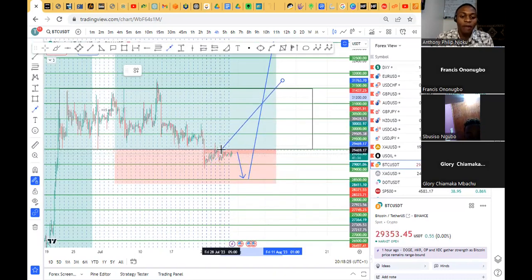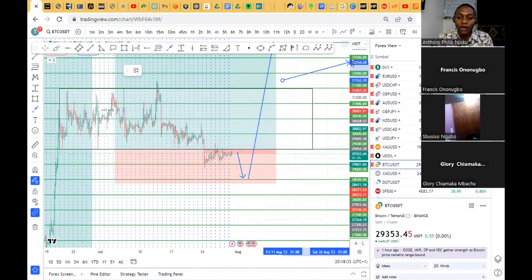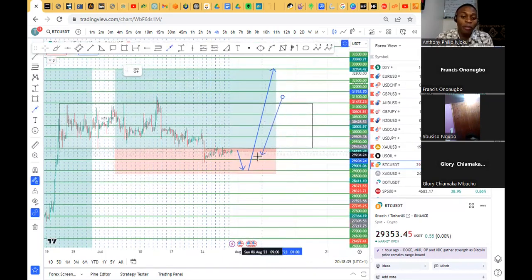Breakout is confirmed. Third stage is continuation, so we're expecting a little bit of continuation to the downside. And then the fourth stage is reversal, when we already see that a lot of buyers are in BTC currently, the sell pressure is not that much.